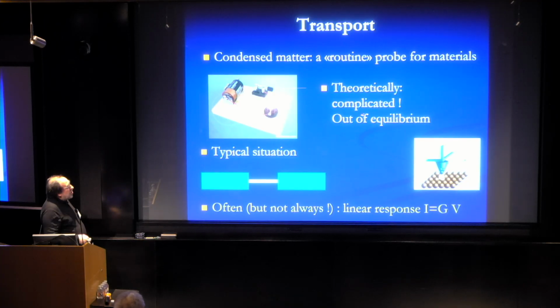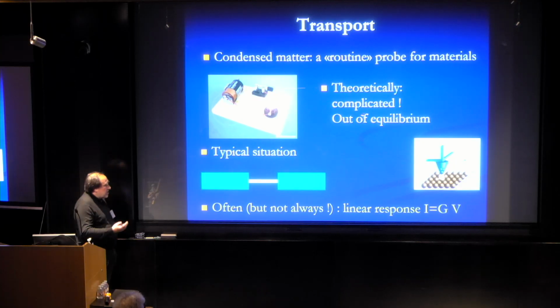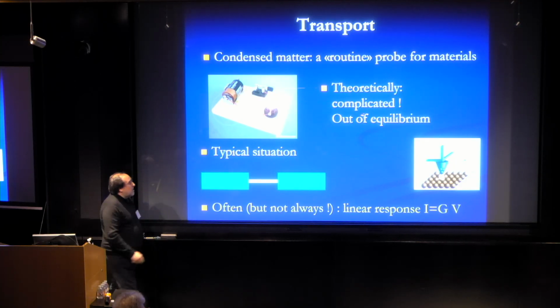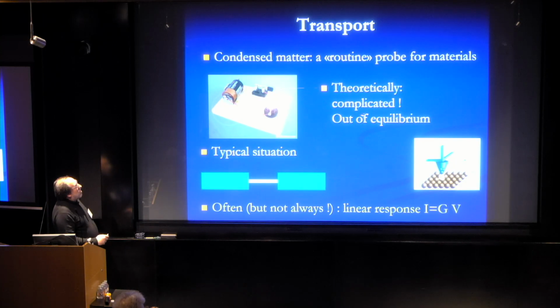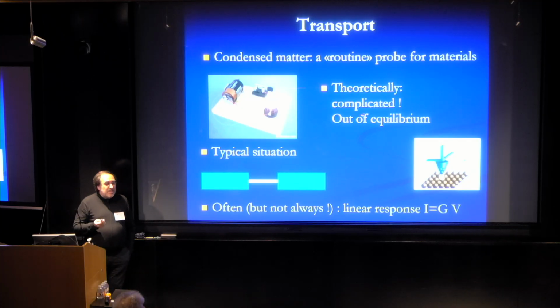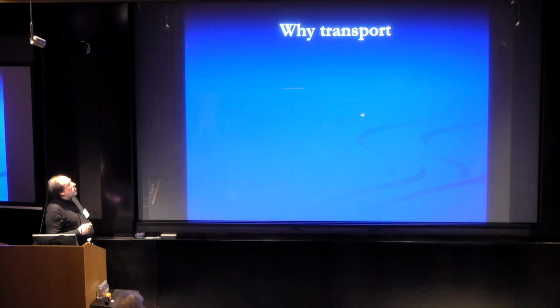The way to cheat the out of equilibrium difficulty, of course, very often, but sometimes we simply cannot do it, is to focus on linear response, where you say that the current is proportional to the voltage, and this allows you to define something which is called a conductance or a resistance, depending on the case. So dealing with full transport in half an hour is impossible.